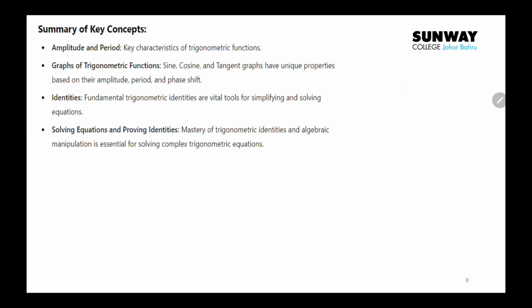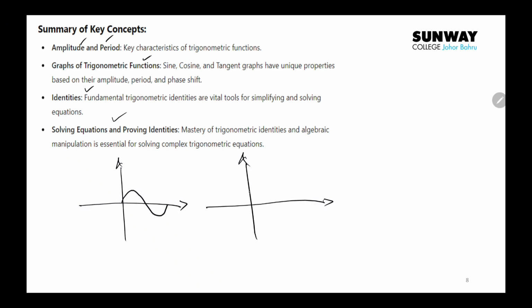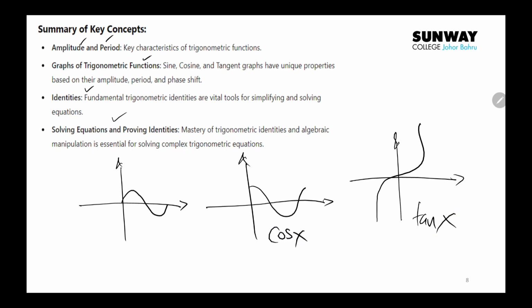Here are some key summaries. You need to understand what amplitude and period are, know some of the basic graphs of sine, cosine and tangent, know trigonometric identities, and then you need to know how to solve the questions. The basic graphs of sine, cosine and tangent: sine looks like this, cosine looks like that, and tangent looks like that. This is tangent, this is cosine, and that is sine.